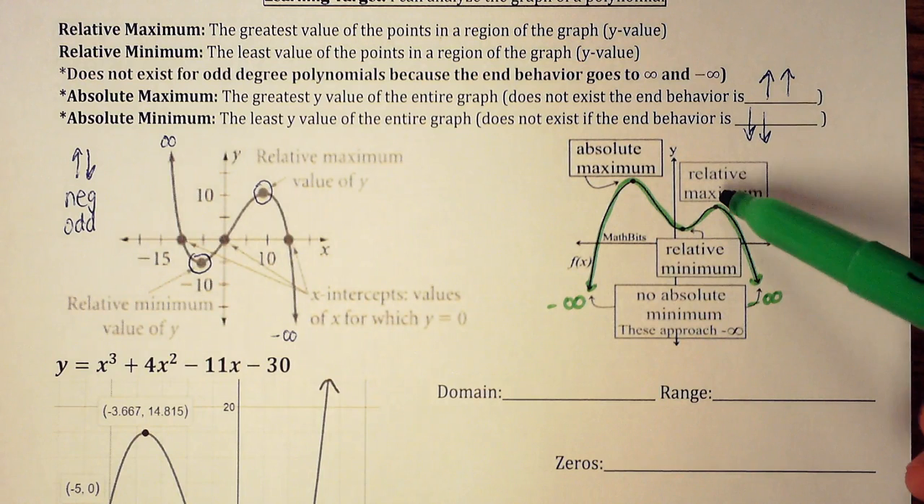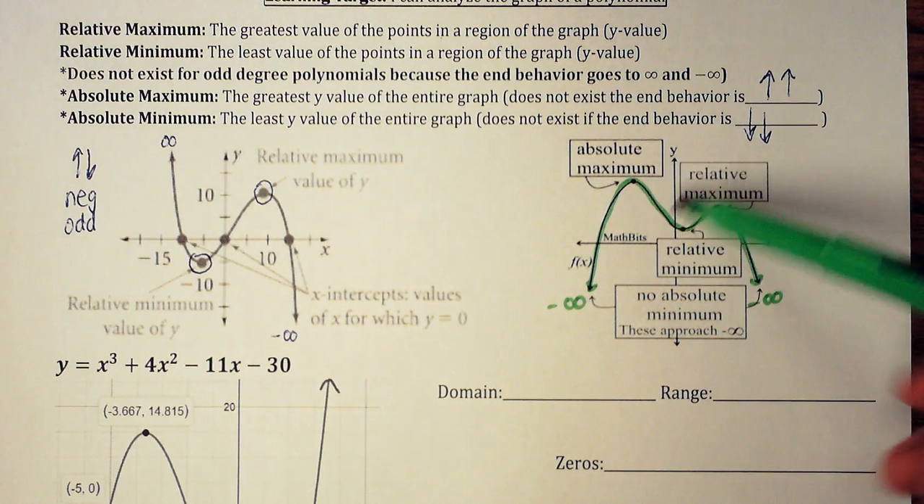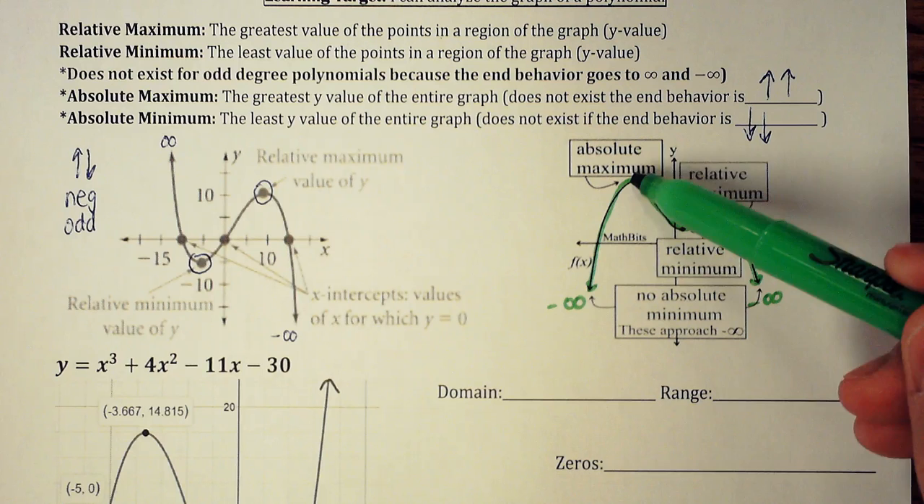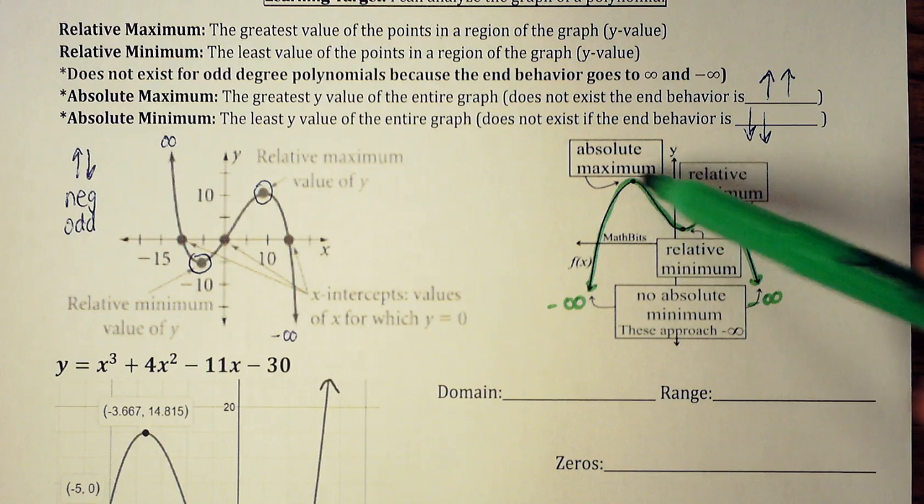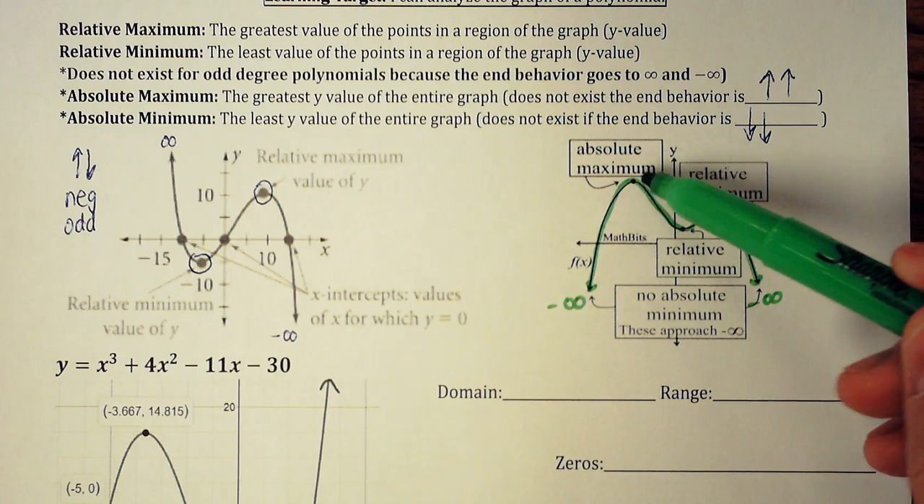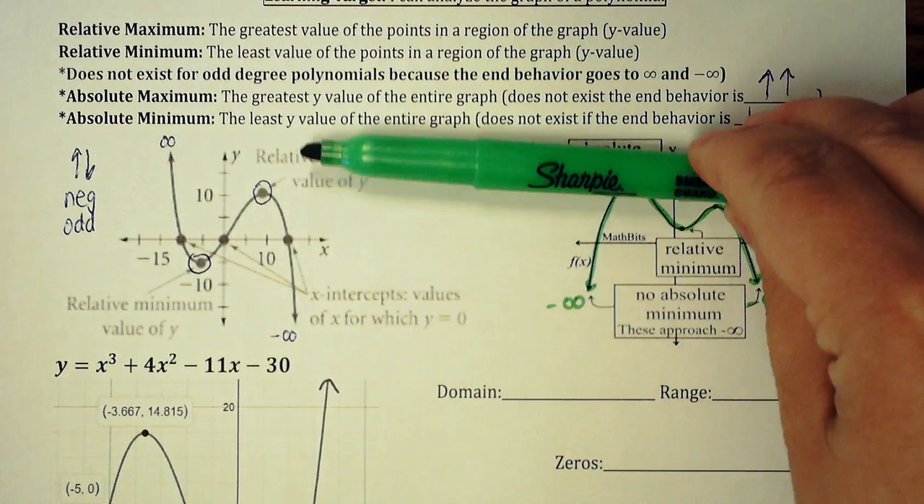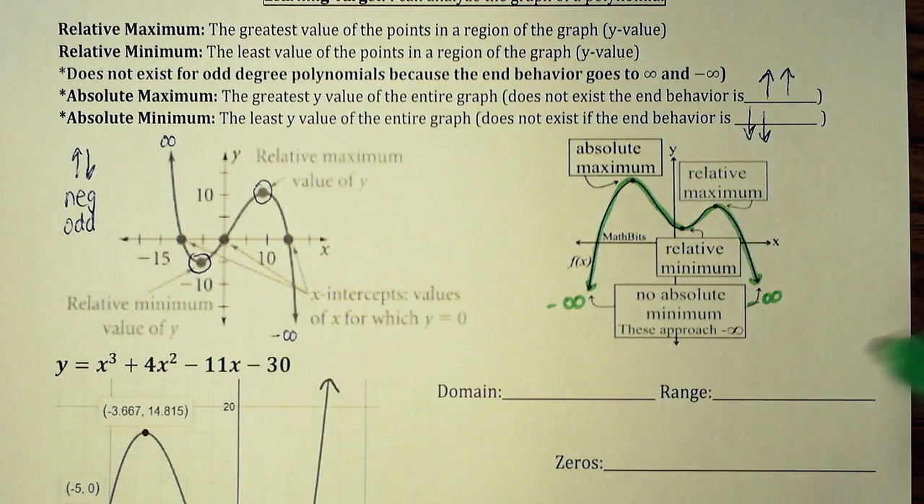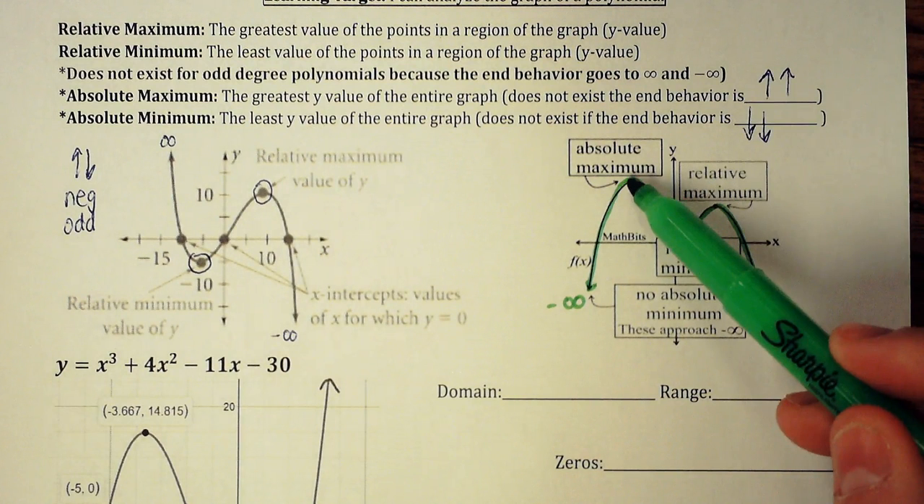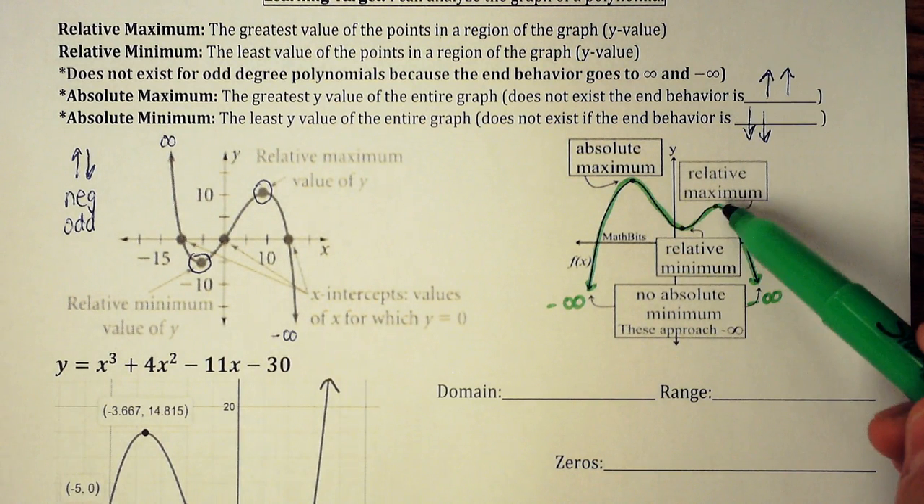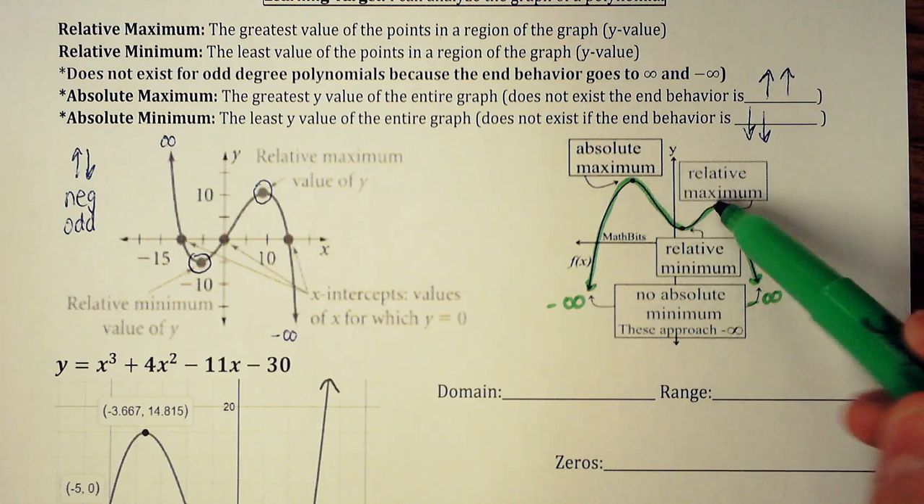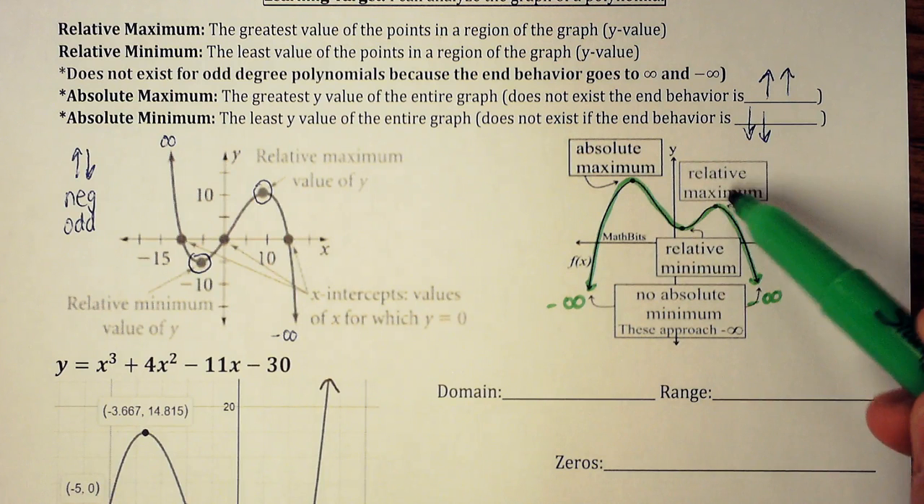Now, relative minimum and maximum exist here. Now, I have two places here where we turn directions. And so here, this point here is the absolute top of the graph. There is nothing above that point. Everything else is below that. So that's called an absolute maximum. This little bump here, because it's not as high as that one, is called a relative maximum.